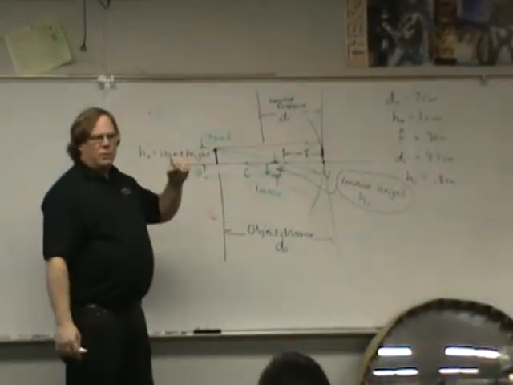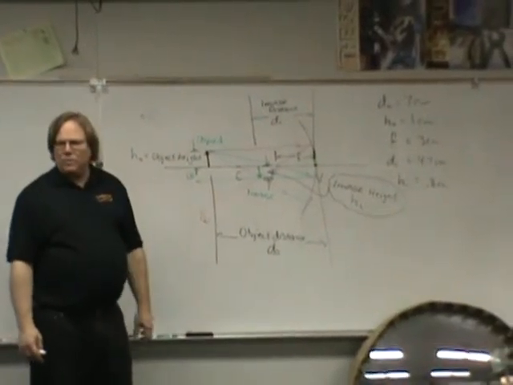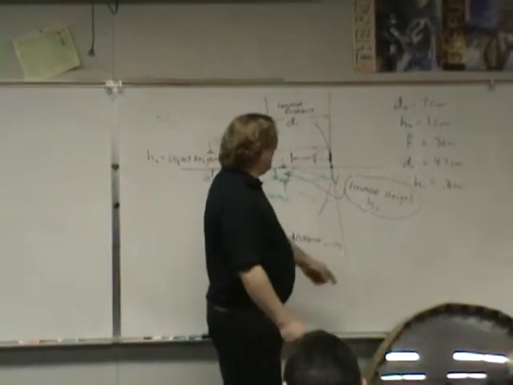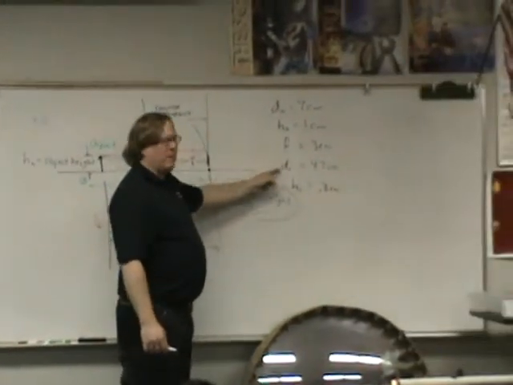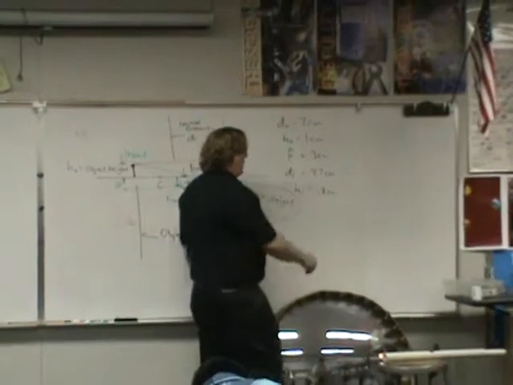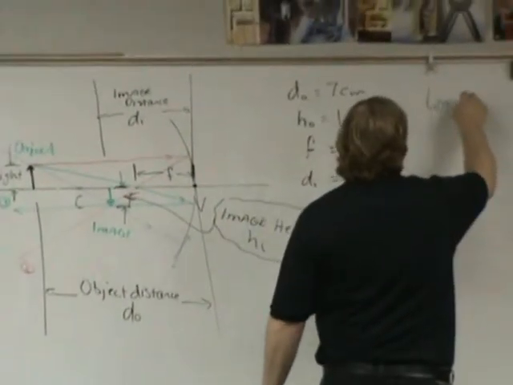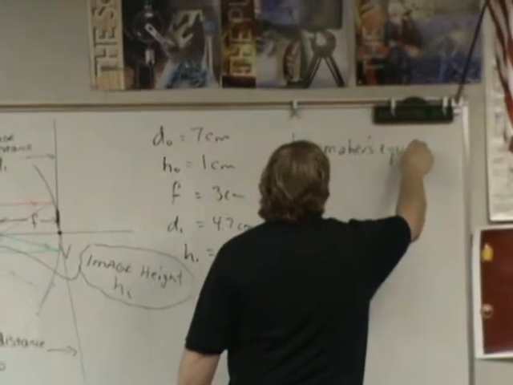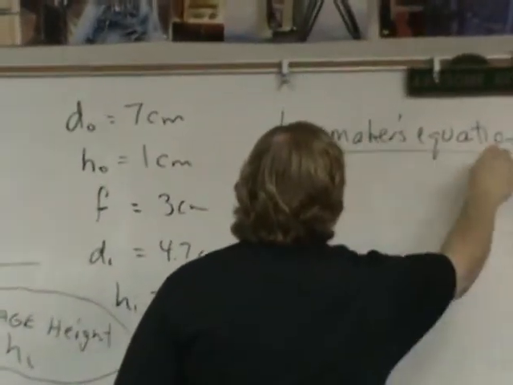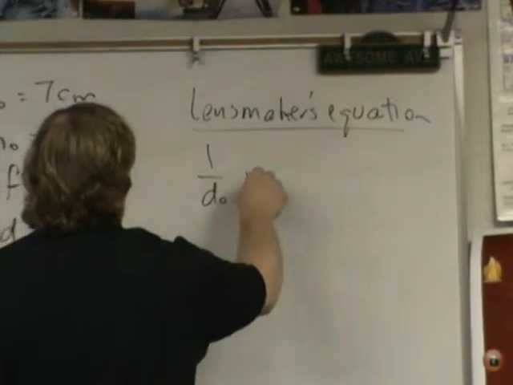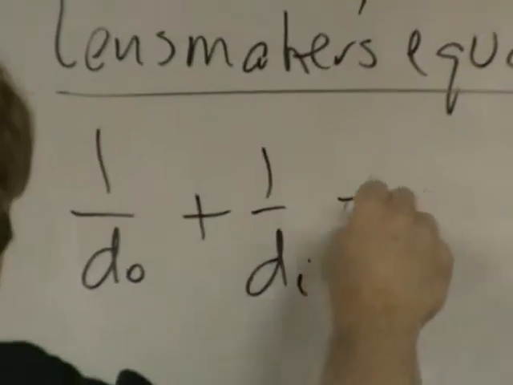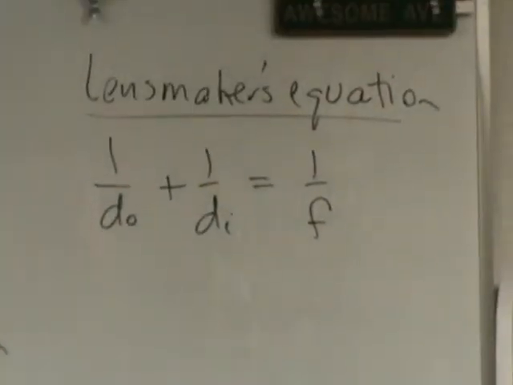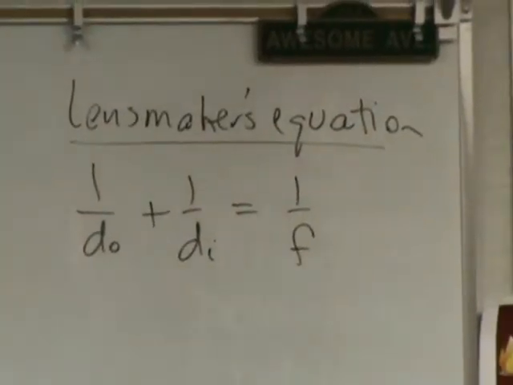But there's a way to do this mathematically, and it's by using something called the Lensmaker's equation. There's actually a mathematical relationship between the object distance, the image distance, and the focal length. And that mathematical relationship is as follows. Lensmaker's equation: 1 over d sub O plus 1 over d sub I equals 1 over f. That's the Lensmaker's equation.